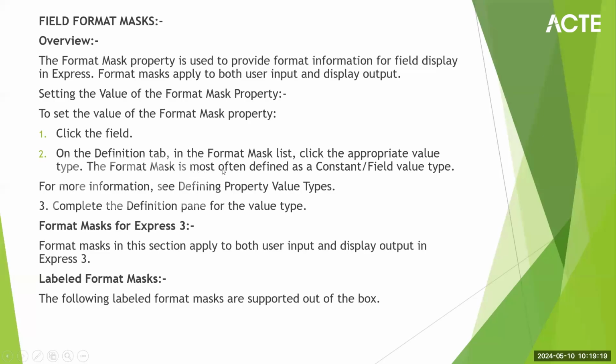So you need to click. Format mask is most often used in constant or field value type, numbers, integers. So complete the definition pane for the value. This is how you do it normally in general. So in an Express Tree manuscript, how do you do it?